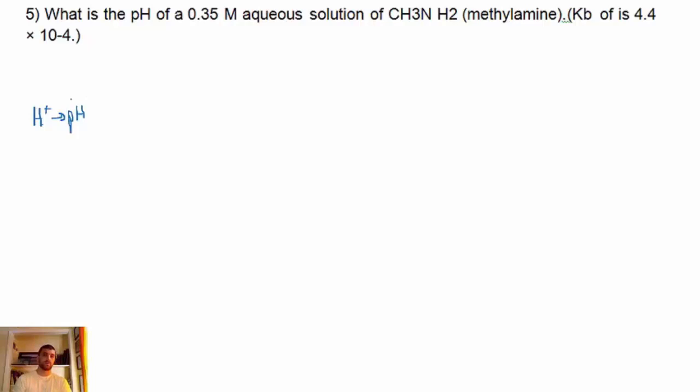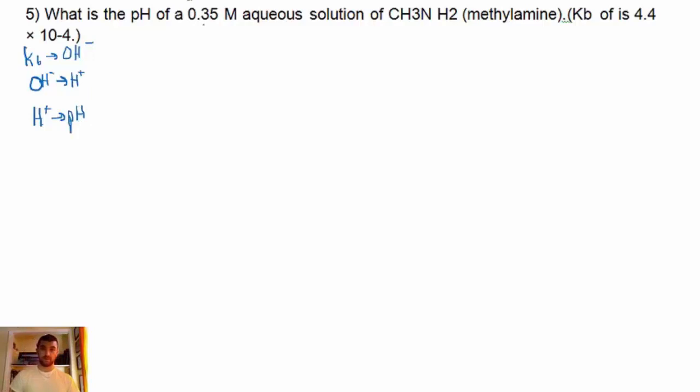Interesting. Well, I know if I'm working with a base, if I know how much OH minus I got, I can figure out how much H plus I got, right? Or if I got the pOH, I could get the pH that way too. There's a couple of ways to do it, right? So in order to do that, that's when we're going to need the Kb to give us the OH minus. So it's a multiple step problem here. All right, so let's start with what we can.